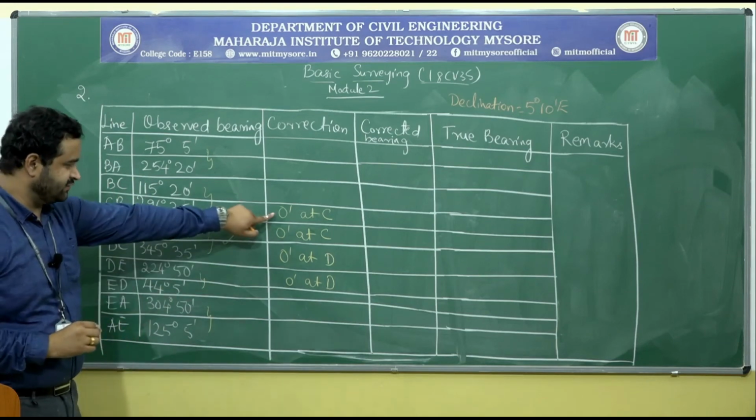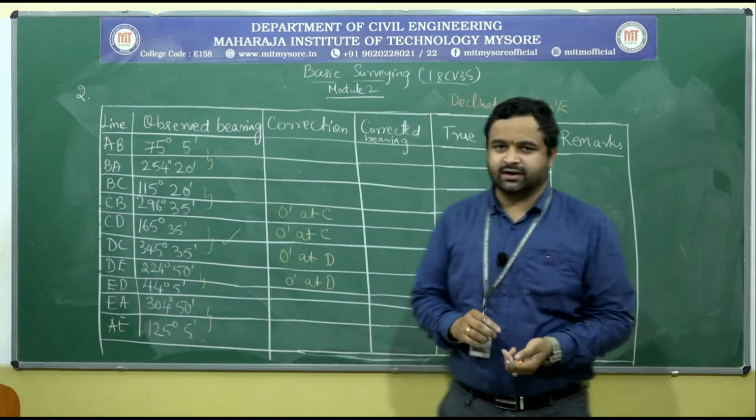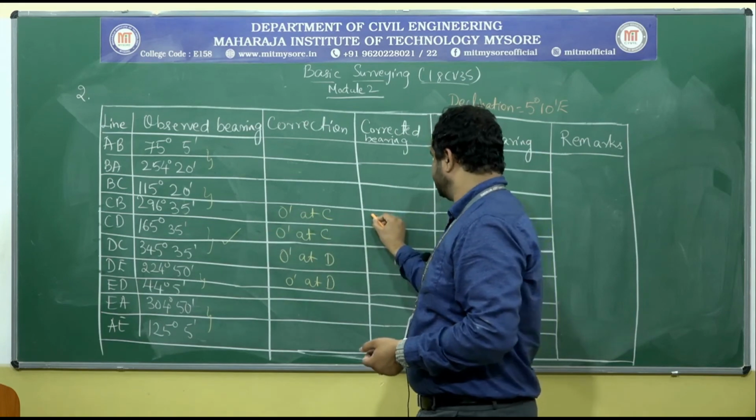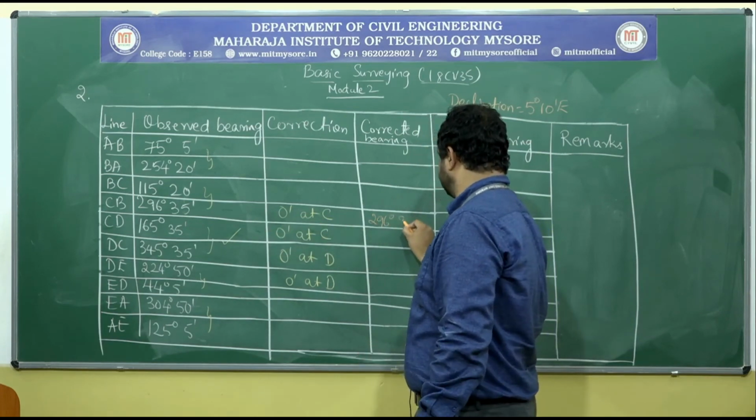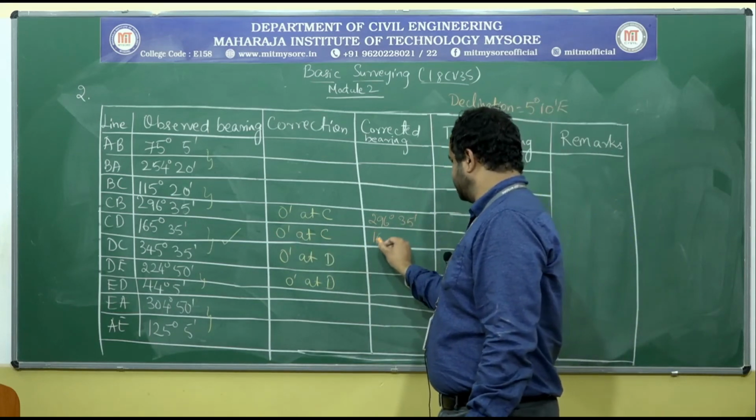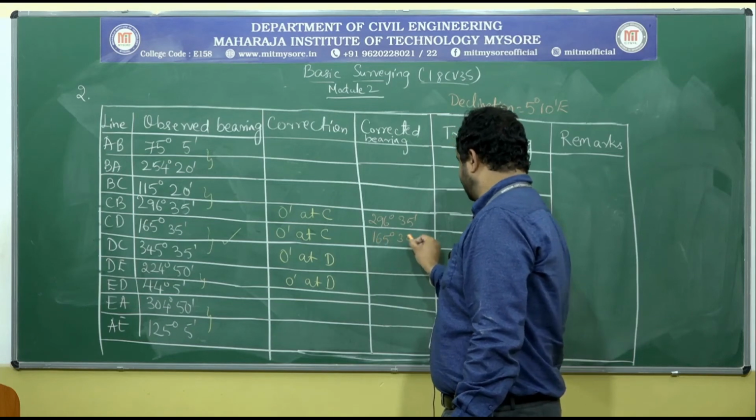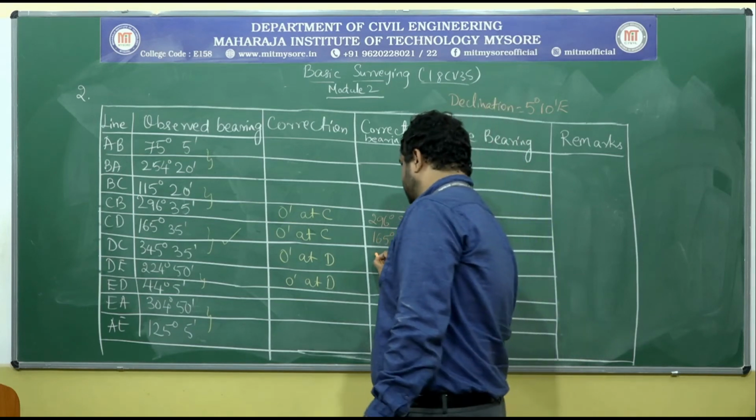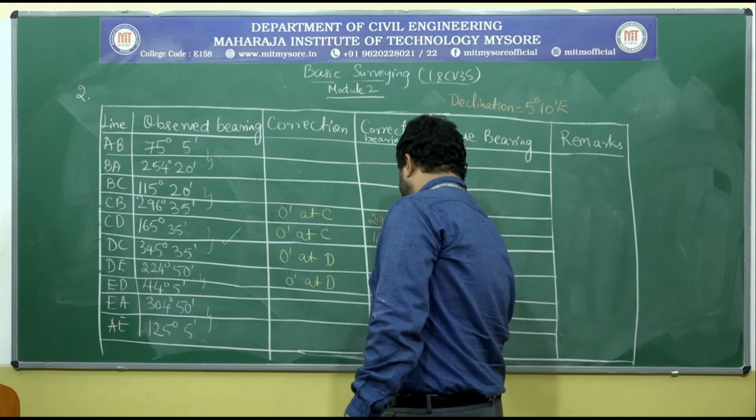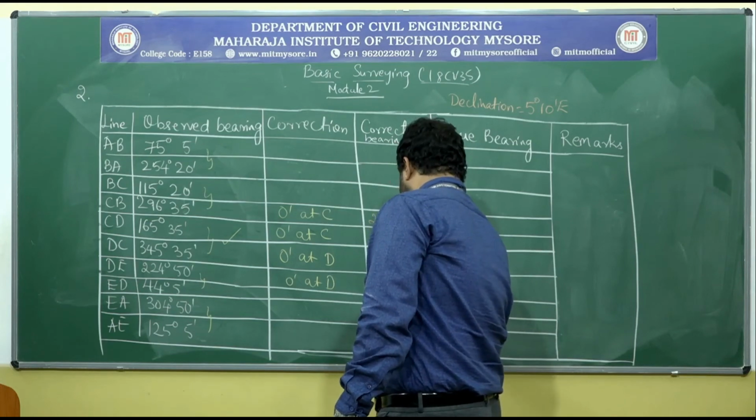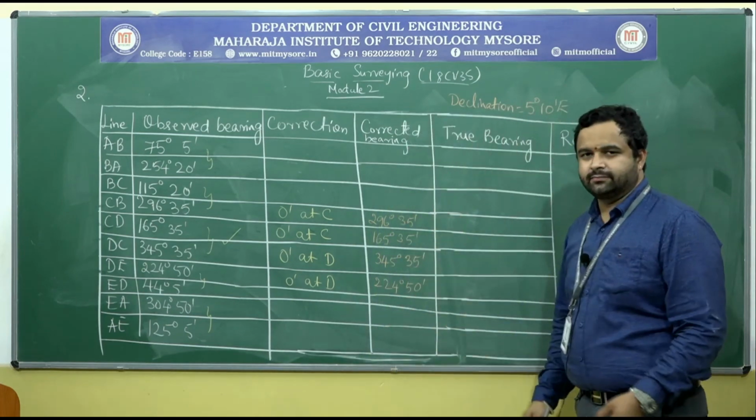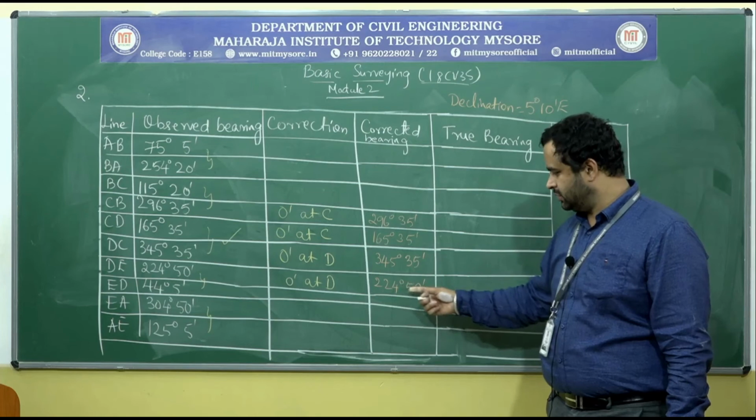Okay. Now, taking this as a reference, then you can calculate the other corrected bearings. So, if you add this 296 degree 35 minutes plus 0 minutes will give you 296 degrees 35 minutes. Let us write the corrected bearings first. 165 degrees 35 minutes, 345 degrees 35 minutes, next 224 degrees 50 minutes is the corrected bearing. Corrected fore bearing of line DE is 224 degrees 50 minutes.